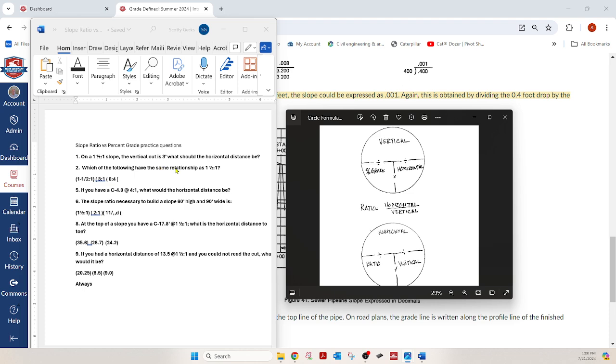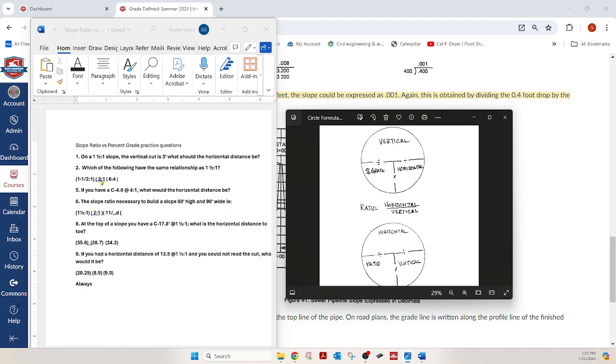Look over here again at number 2. Which of the following have the same relationship as 1.5 to 1? Okay. The way to do this, you'll come into this not all the time. But look over here. What I do is see what's going to be the same as 1.5. We're looking over here for what ratio is the same as 1.5 to 1. I think it's 6 to 4. And the way I do those things is I take the horizontal and I divide it by 4.